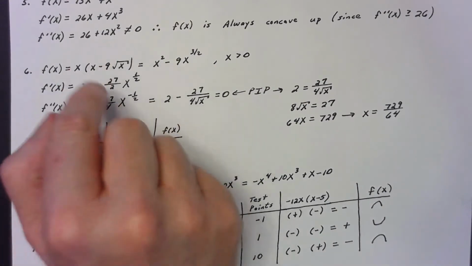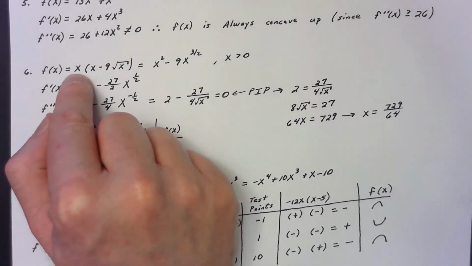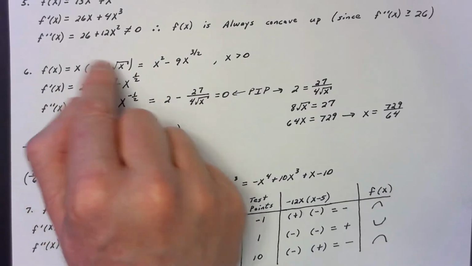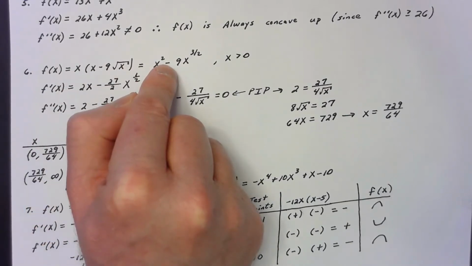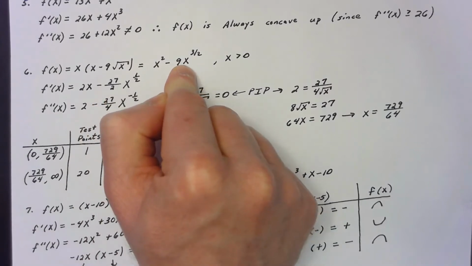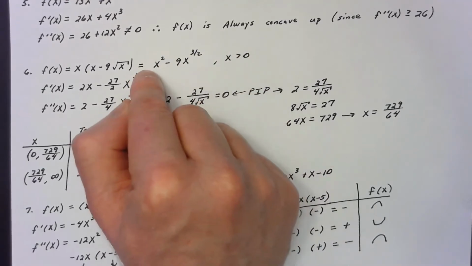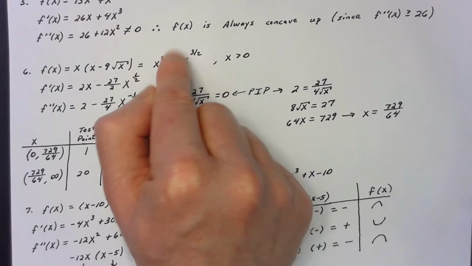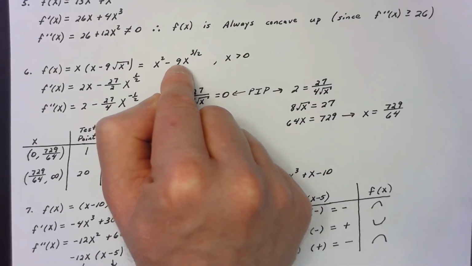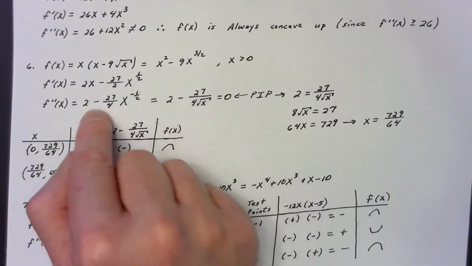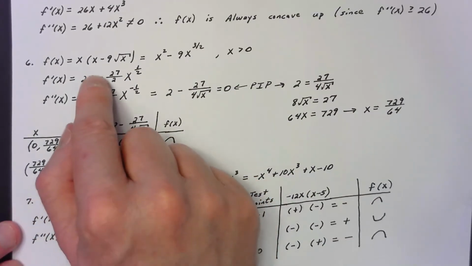Number 6, hopefully it's a little more interesting. We have x times the quantity x minus 9 root x. And just to make the derivatives easier, I went ahead and distributed that x throughout the group: x squared minus 9x to the 3 over 2. The problem gave us that x had to strictly be greater than 0. Okay. Now, I take the first derivative. I'll get 2x. 3 over 2 comes down, multiplies the 9 to give me 27 over 2, x to the 1/2.